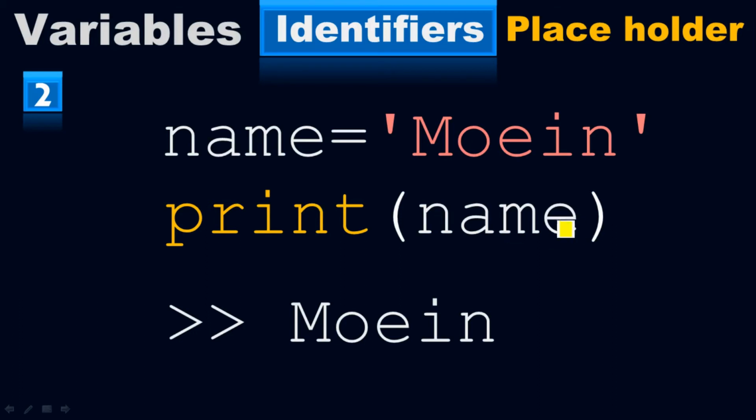If you have a simple print function, if I skip this part and I have only print of name, then I need to use the quotes, single quotes or double quotes. So it will give me the name here if I have only this print function. But since I have the identifier here, I have the variable name equals to Moein. So I called this variable name. Therefore, I don't need to put the quotes. Simply put print of name, which returns Moein in the output.